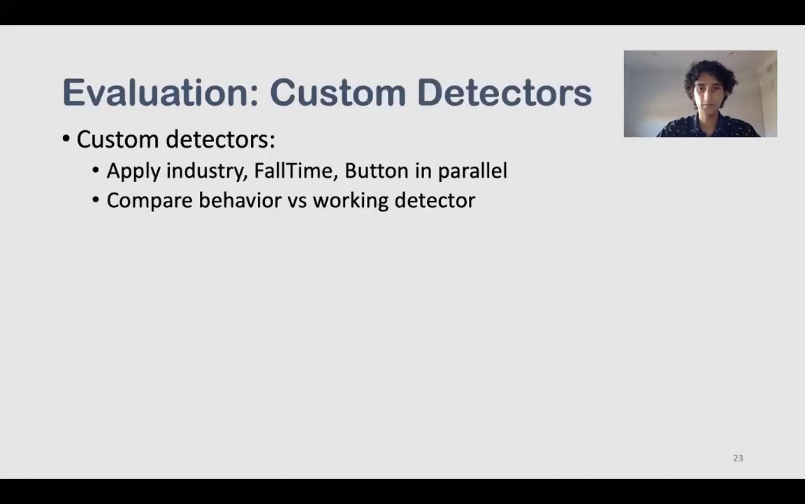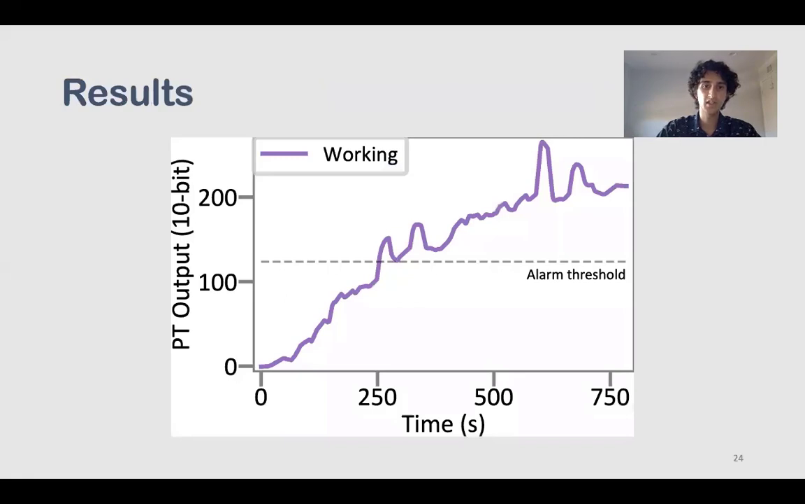working smoke detector. So this graph shows an example of a working smoke detector's output. As smoke increases over time on the x-axis, the phototransistor's output on the y-axis gradually increases as well. Eventually, it crosses this alarm threshold, at which time the smoke detector will indicate that there is a fire.